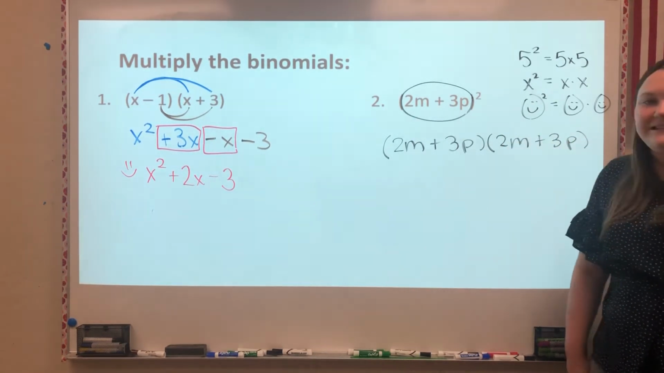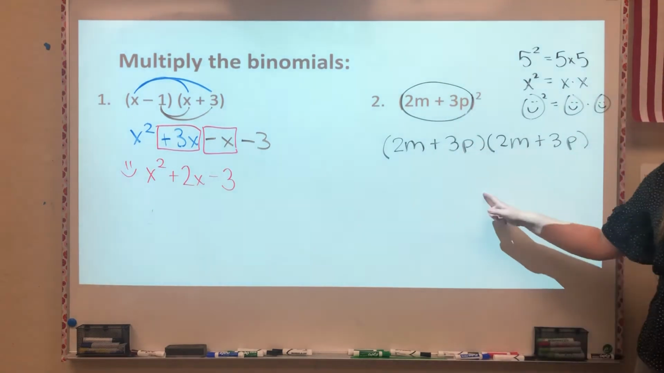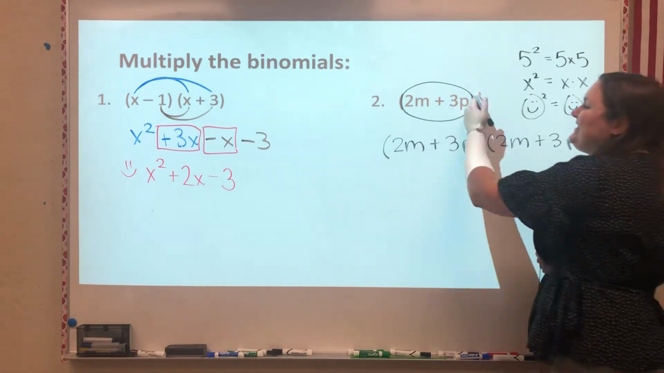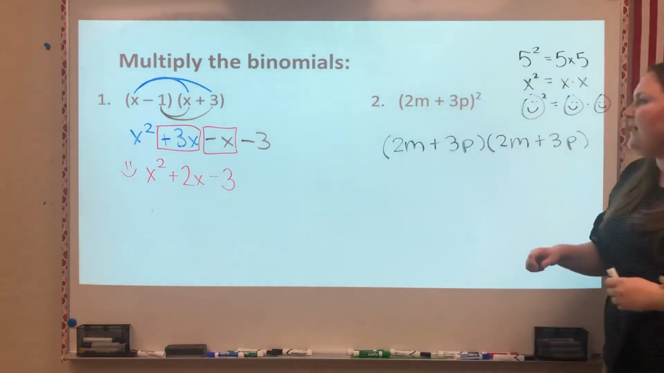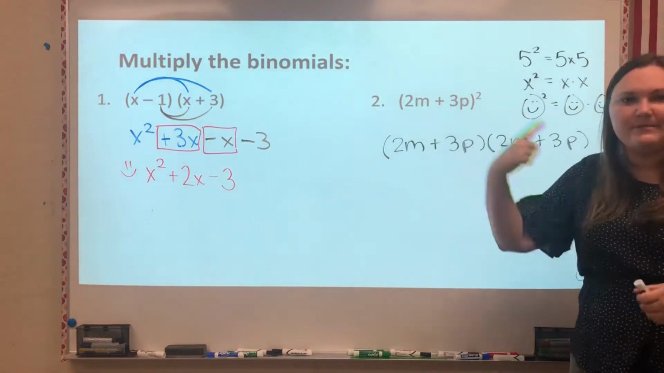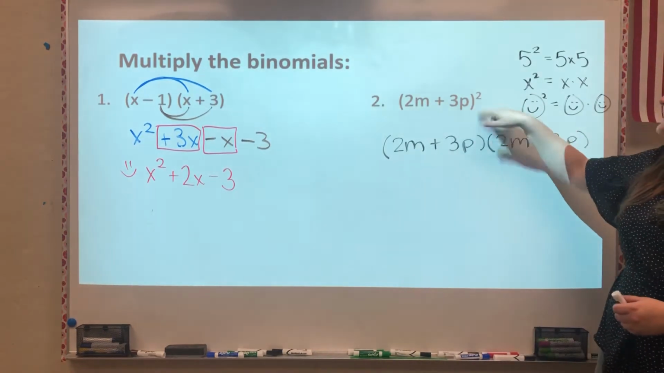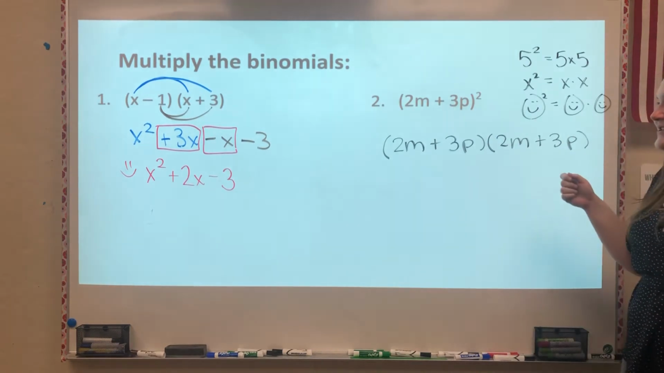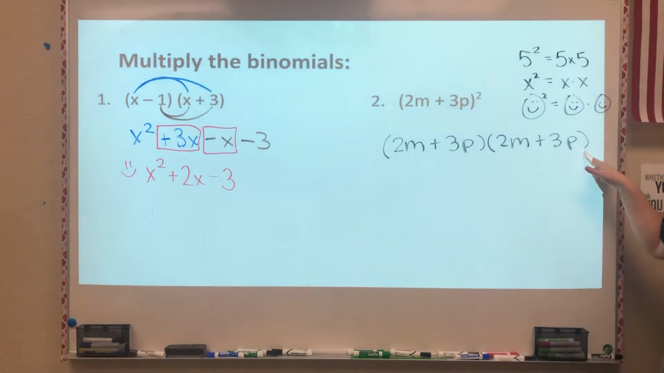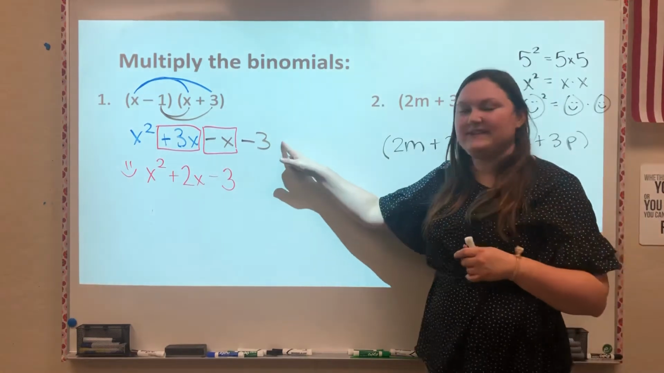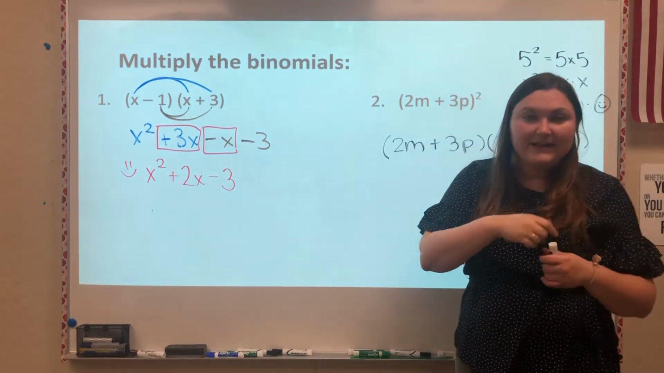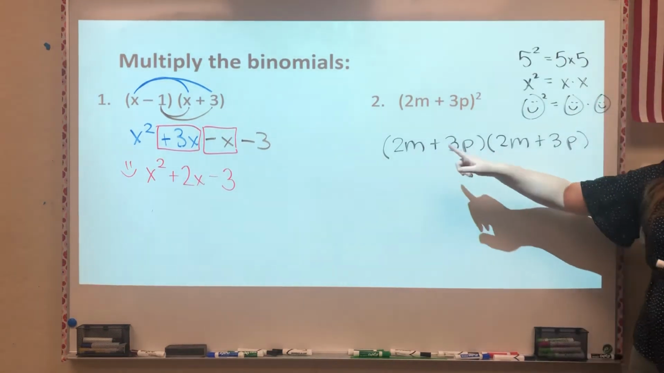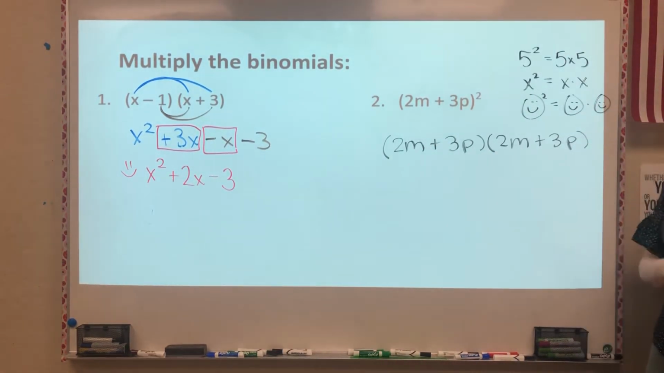Now it's really important that we know that's what it means, because the biggest mistake students make is they see this problem and they say, okay, I want to do 2m squared, so 2m times 2m, and I want to do 3p squared, so 3p times 3p. If you're thinking like that, you're missing some of the terms. This right here, when I multiply it out, is going to look like this. There's going to be 4 terms in our answer, and you're not going to see all 4 of those terms unless you're thinking 2m plus 3p times 2m plus 3p.